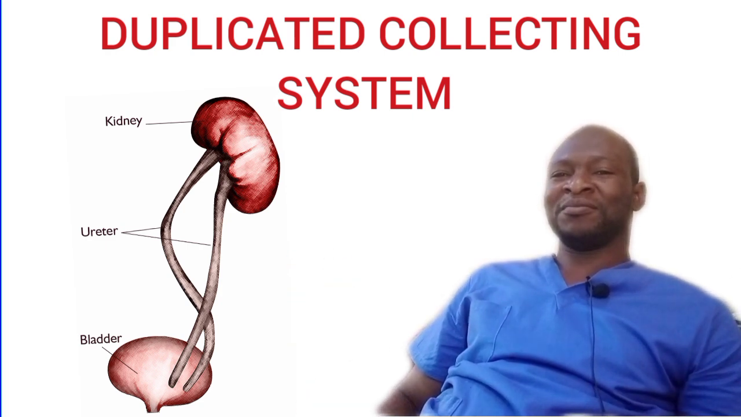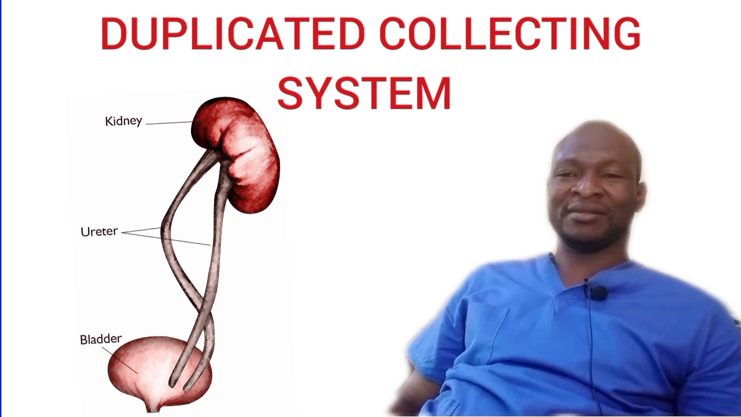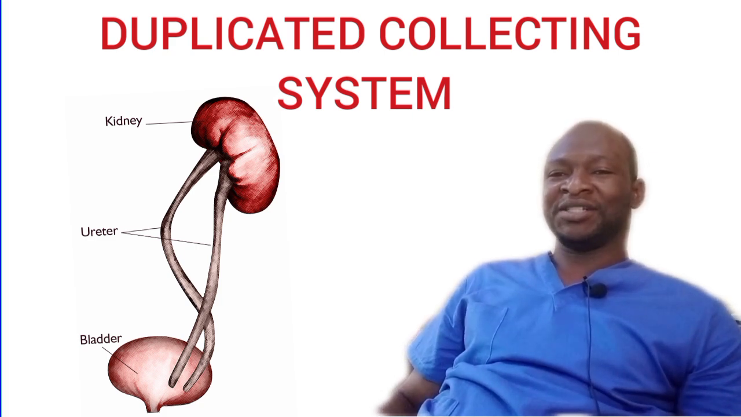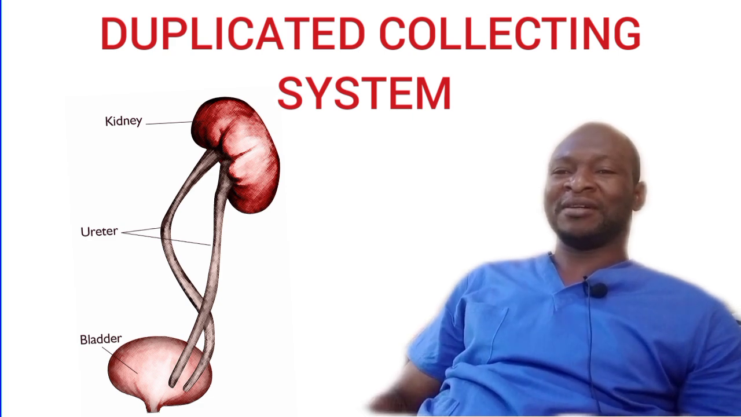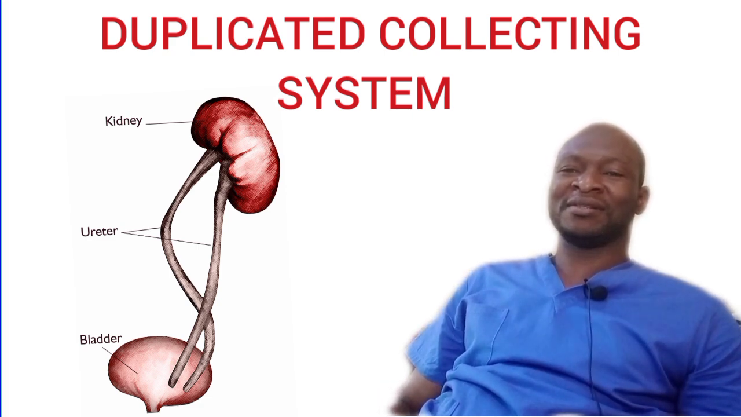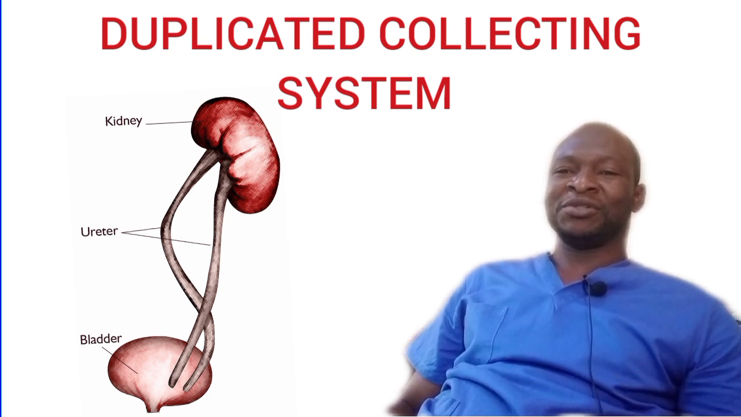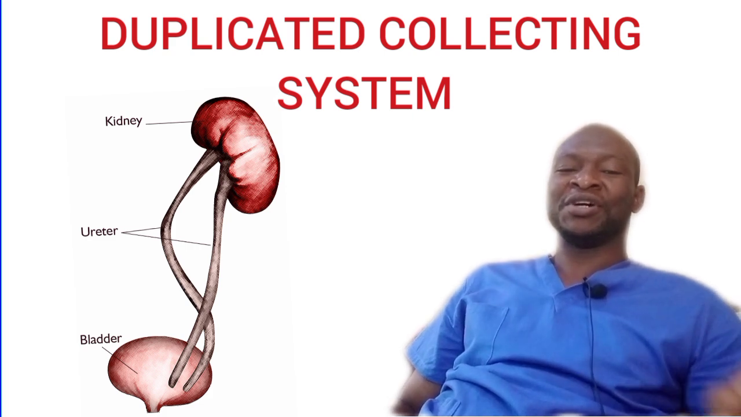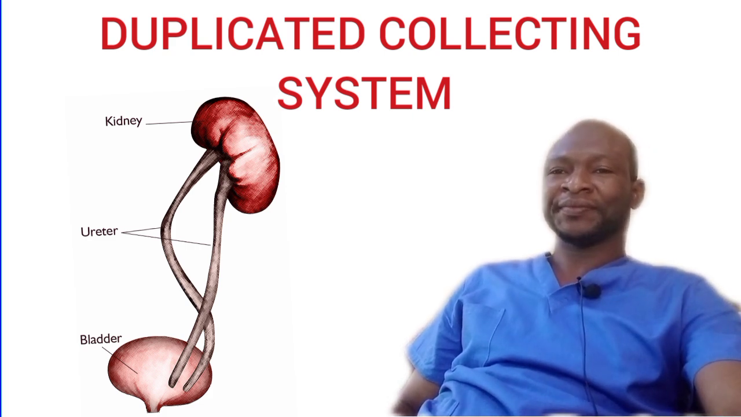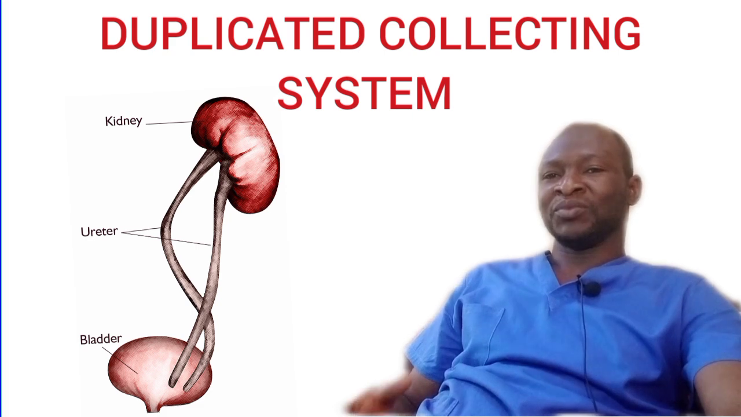Duplex kidney may be associated with other anomalies. In male, agenesis or dysplastic kidney, agenesis of seminal vesicle or cysts in the seminal vesicle. In female, there are uterine anomalies like bicornate uterus, uterine didelphys, or duplication or atresia of the vagina.